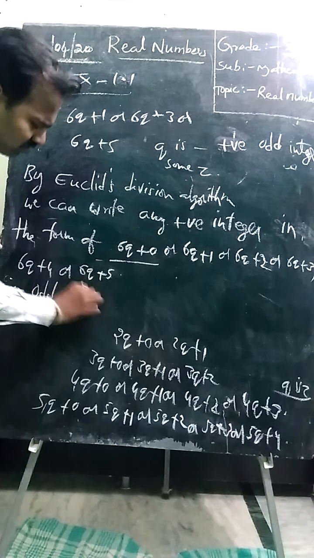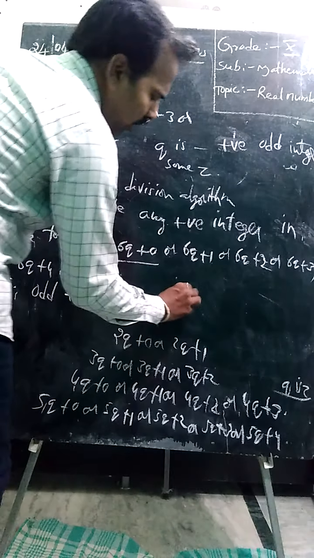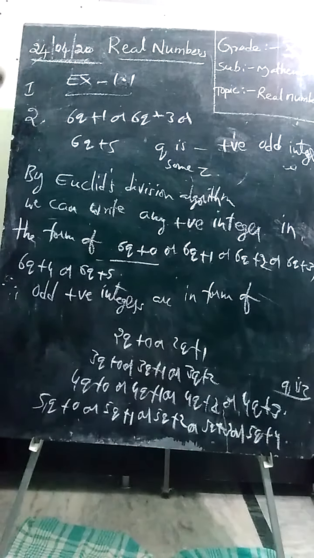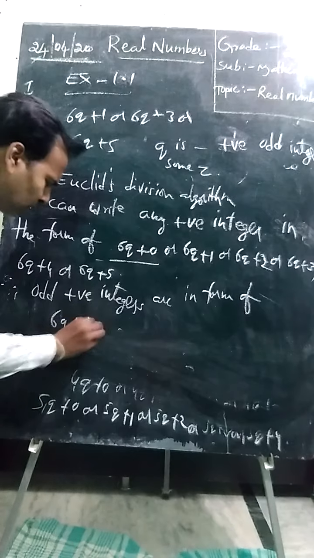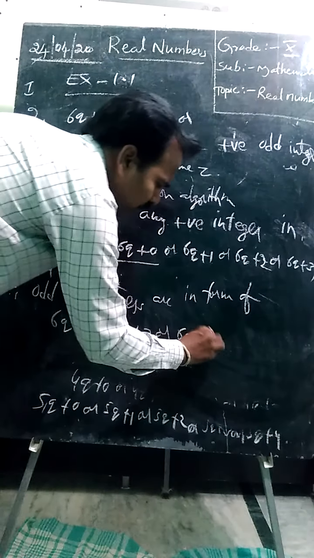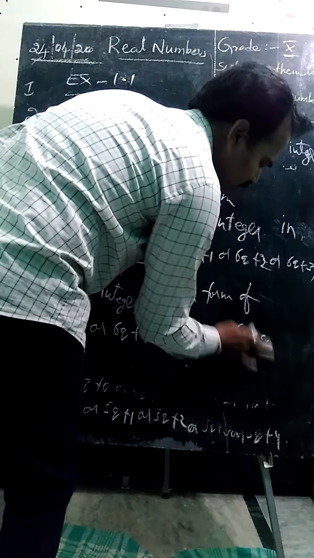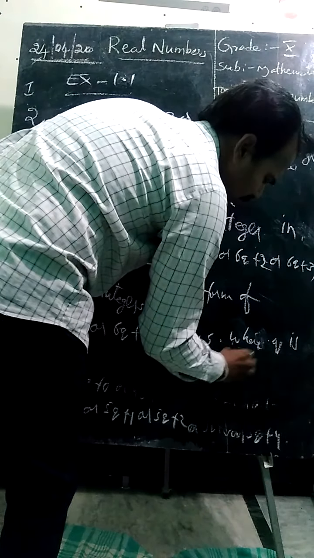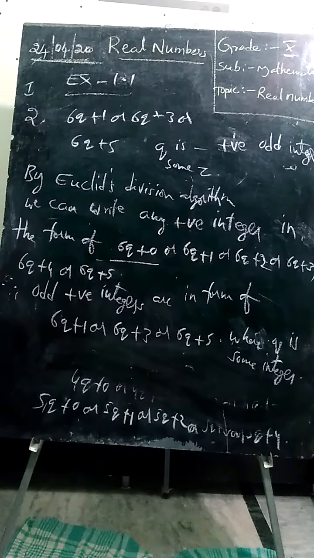So therefore we can conclude that positive odd integers are in the form of 6q plus 1, or 6q plus 3, or 6q plus 5, for some q, where q is some integer, either negative or positive or 0, whatever it may be.